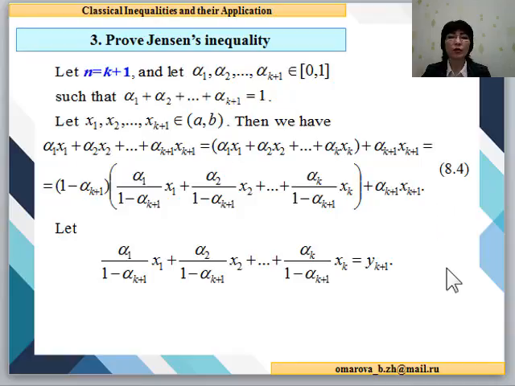Let's introduce a new variable y sub k plus 1. We denoted by y sub k plus 1 the expression in the parentheses of the equality number 8.4.